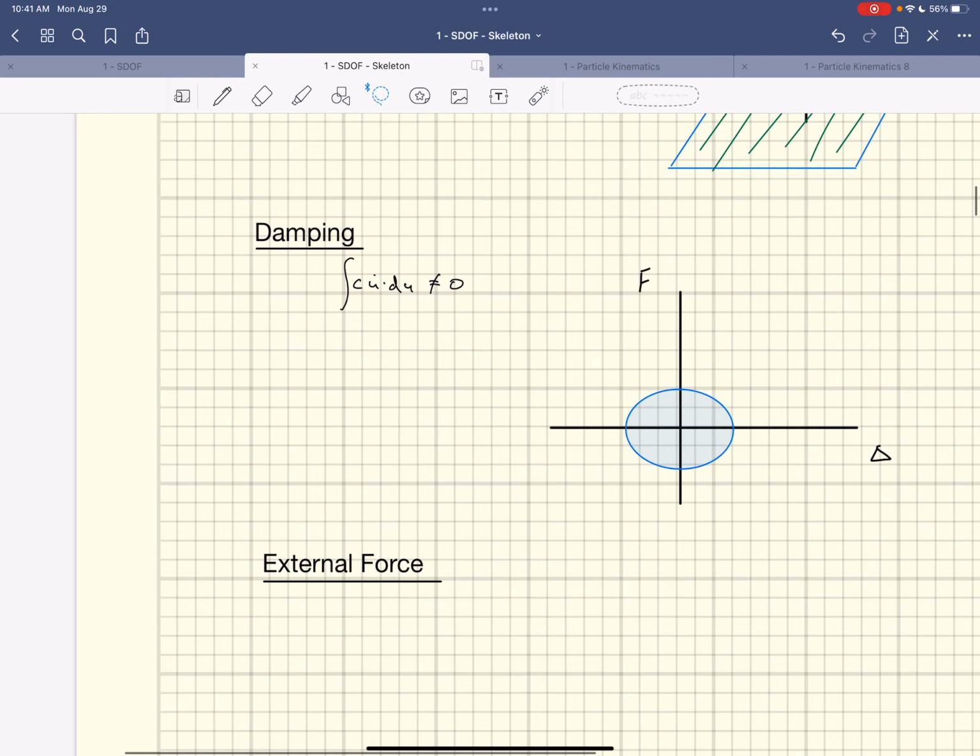It ends up being an oval in the force deflection response. So that's the area, that's the energy dissipated by a damper. So the area underneath the damper is not equal to zero, which means that it is dissipating energy. And that's why it doesn't oscillate at the same response the entire time. It actually starts decreasing as you go along.